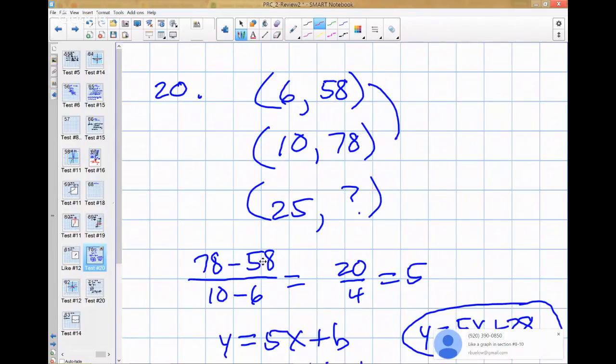it costs a company $58 to produce 6 units of a product and $78 to produce 10 units. How much will it cost to produce 25? So really, you could think of those like ordered pairs. 6 units, $58. There it is. 10 units, $78. 25 units, we don't know.